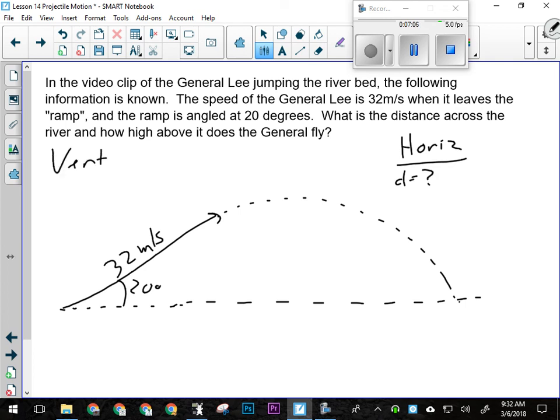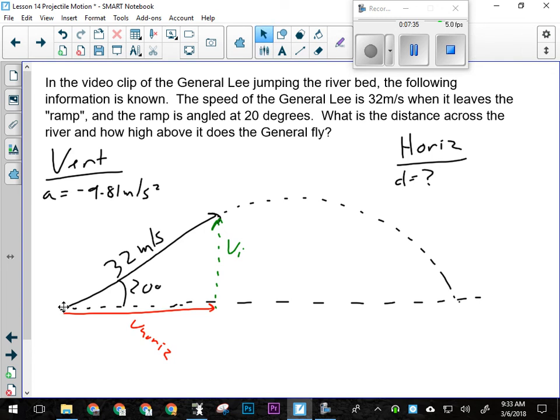Okay, so the stuff we know is this. Vertically, we know the acceleration is negative 9.81 meters per second squared. Since we have this vector triangle, we can find the horizontal component of its launch velocity, and we can find the initial vertical velocity of its launch. In order to find v horizontal, we're going to go cos of 20 times 32. And that'll tell us how fast it was traveling horizontally.